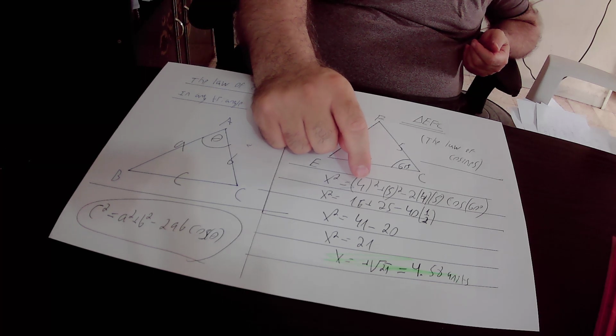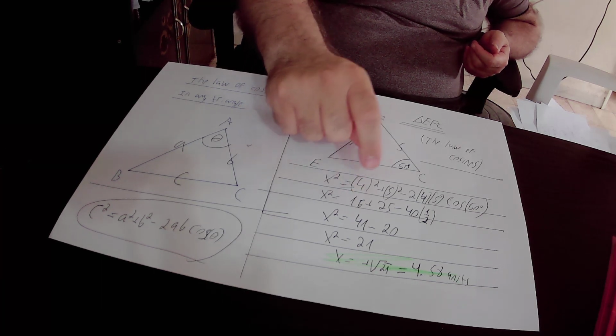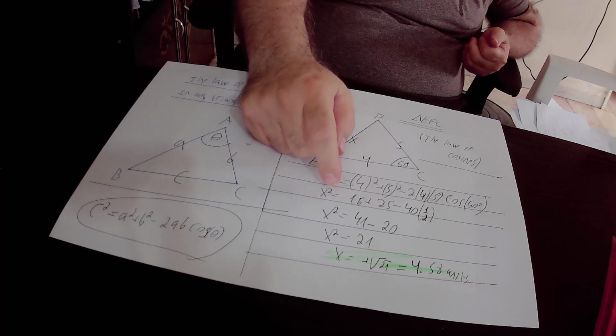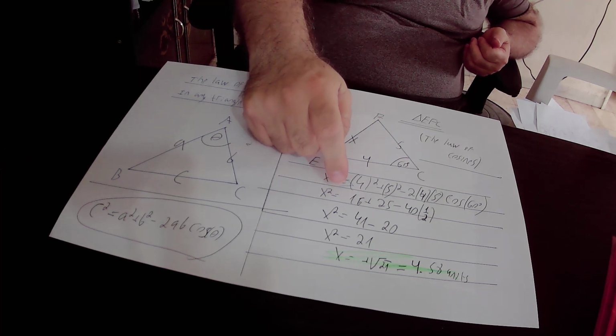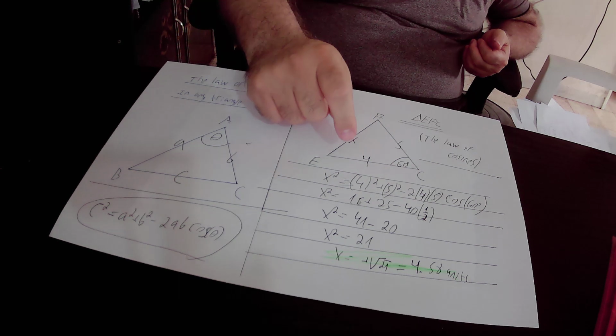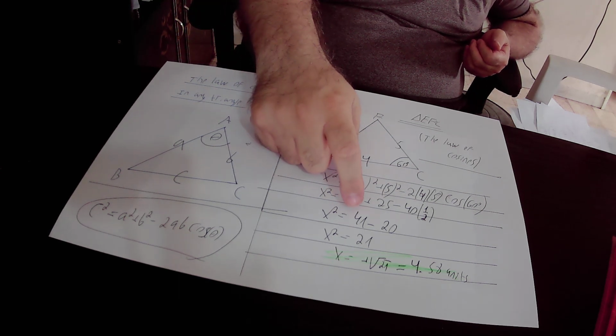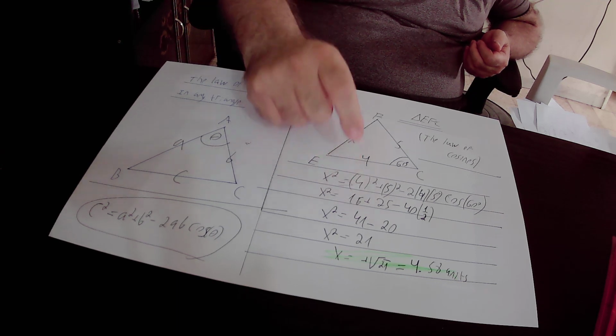So in conclusion, we found out that x squared equals 16 plus 25 is 41, and minus 40 over 2 is minus 20. So x squared equals 41 minus 20, that is 21.